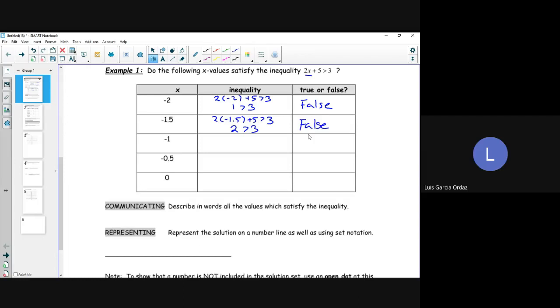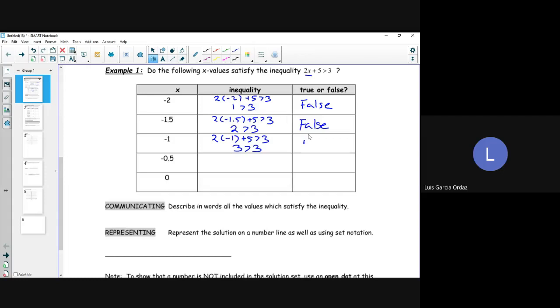And now we're going to get into x is equal to negative 1. So we sub in negative 1 for x. 2 times negative 1 plus 5 is greater than 3. When we simplify that, we get 3 is bigger than 3. Is that true or false? It is false because 3 is not greater than itself, okay?